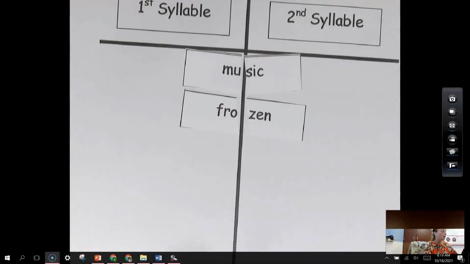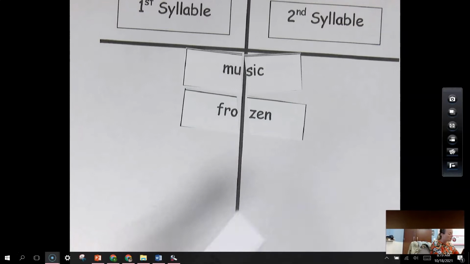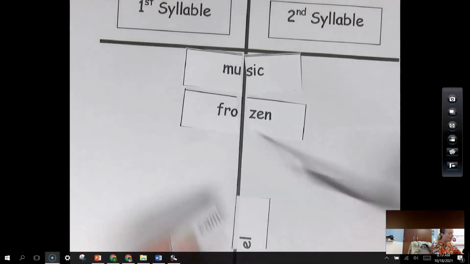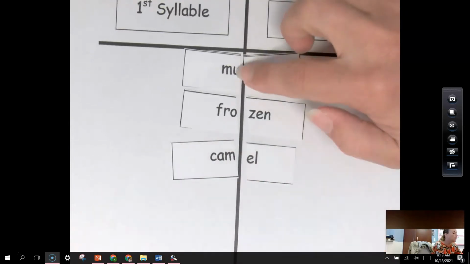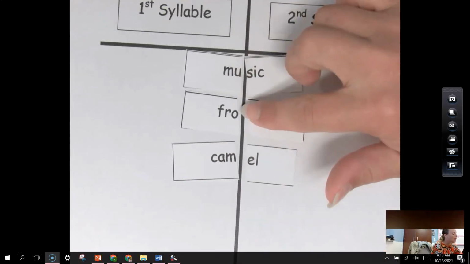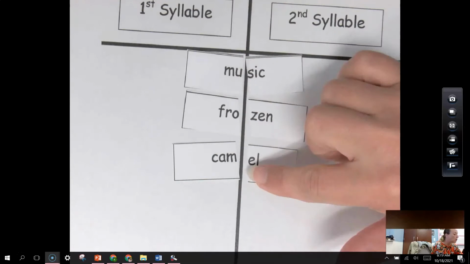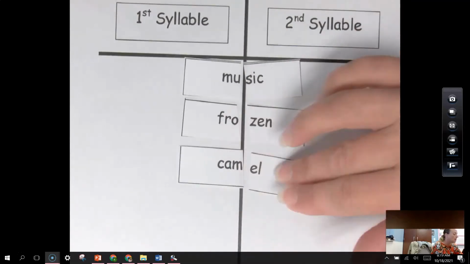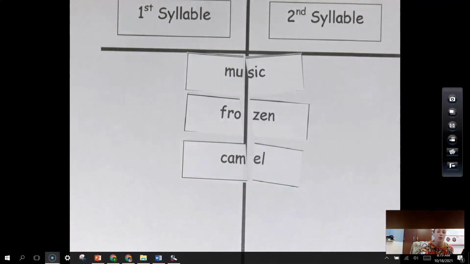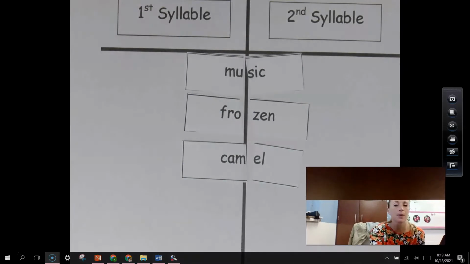So I held out camel. So I would split it between the M and the E. Also something to be aware of, these were long vowels. So this said U, this said O. I always split them there, but if it's a short vowel, you split it in between right after that short vowel. Okay? Pause the video if you need some time, and then when you're ready, after you glued it on, go ahead and press play.